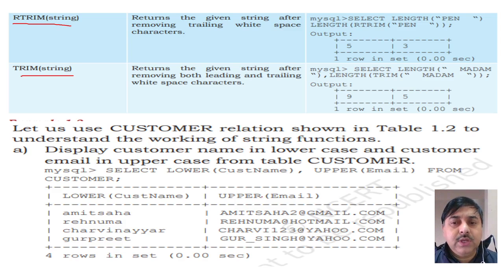It has been shown in some table. We will convert lowercase and uppercase, that means SELECT LOWER of the attribute name, that is the column name, comma UPPER. At the same time you can give many things, UPPER and the attribute name, FROM the table name. The table name here is customer, so in this customer table we will implement it.